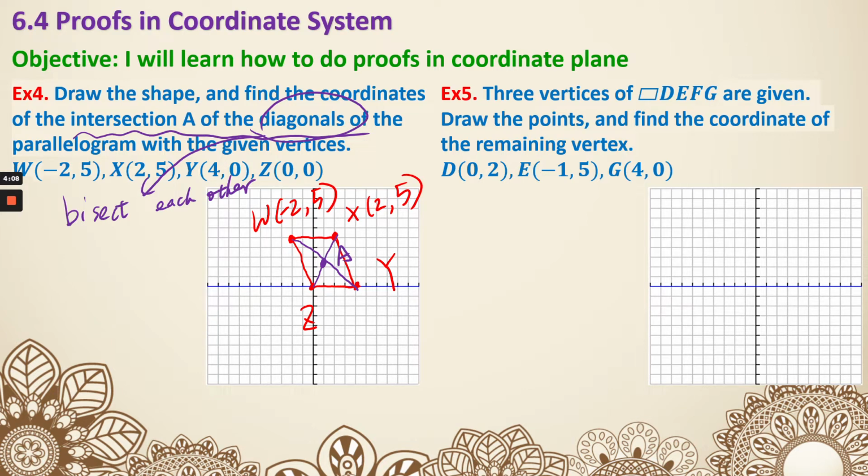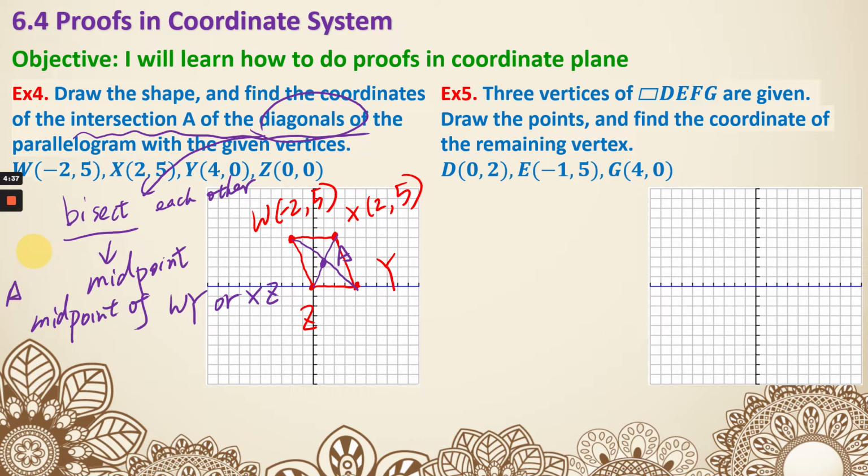Diagonals, they bisect each other. Another word to say for bisect means midpoint. We say this line is bisecting the other one. That basically means the point that they meet is the midpoint. So A actually is the midpoint of WY or XZ. So in order to find A, I'm actually just finding the midpoint of WY or XZ. And I can say A is midpoint. So now I just need to find the midpoint.